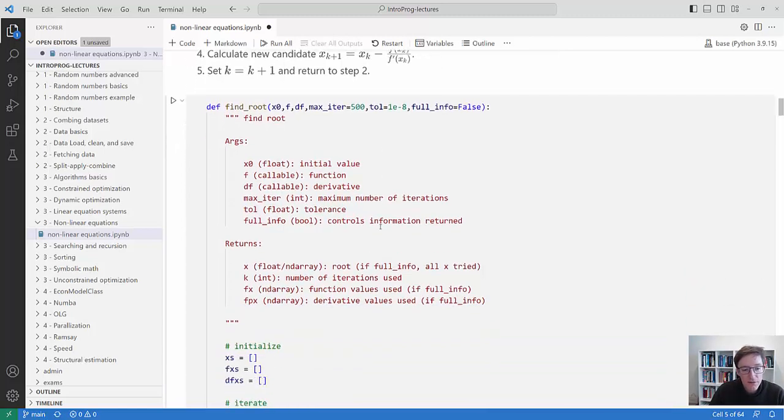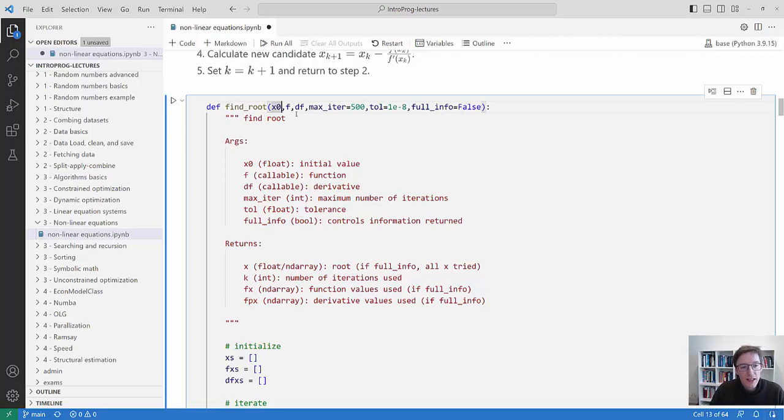So now we have a function for implementing this in Python. We take an initial guess, we take in a function, and we take in a derivative function, so that these are callable, so they can calculate the function value and the derivative based on our current x. Then we set a maximum number of iterations, we set a tolerance, and we have a boolean here for saying whether we want to return full information or not, which will be used for plotting what's going on.